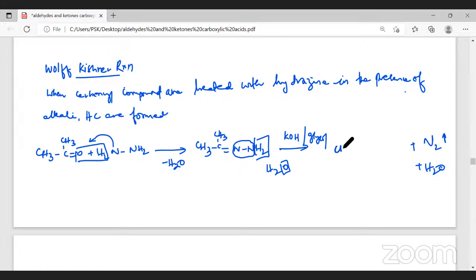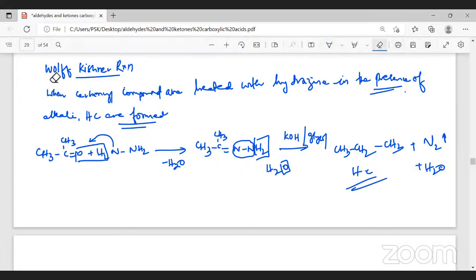So what we have now, we have CH3, C double bond is there. In place of this double bond, 2 hydrogens get bonded. So you get CH2 and we get CH3. This is nothing but a hydrocarbon. So this is called the Wolff-Kishner reaction. It is a process in which a carbonyl compound is heated with hydrazine in the presence of alkali. Potassium hydroxide is an alkali. Hydrocarbons are formed.